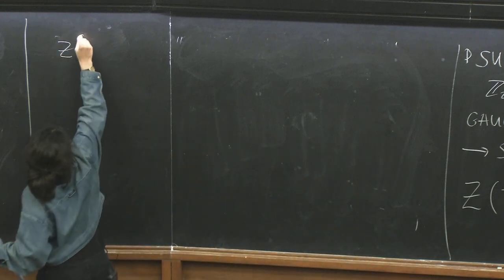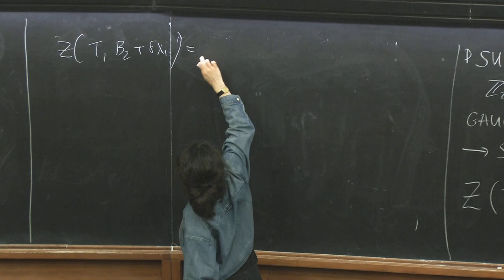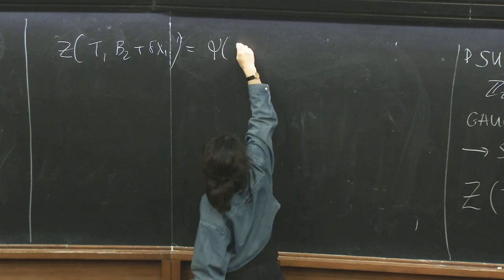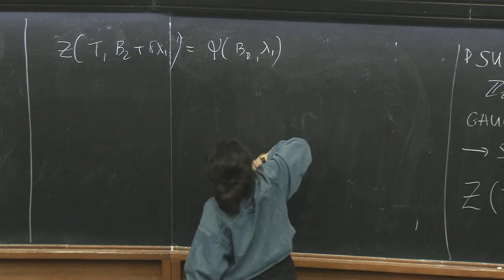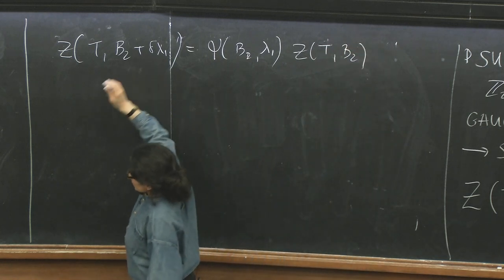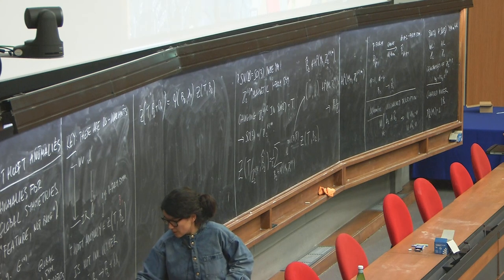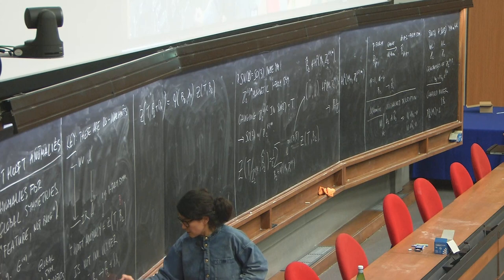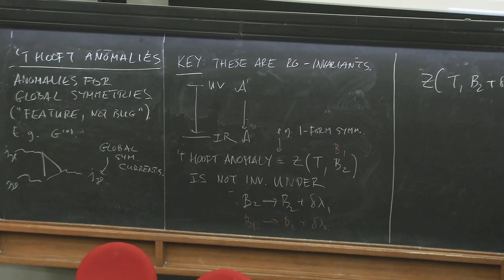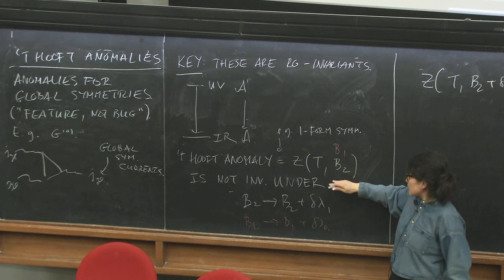So what I'm saying is we have the theory, we have B2 plus delta lambda 1, and that's now some phase phi of B2, lambda 1. Right, so the familiar case is you have some B1, you do a gauge transformation B1 goes to B1 plus delta lambda 0, and then you pick up a phase. So that's a background transformation, and so this is the non-invariance. Another way of saying it is the partition function doesn't depend actually on the cohomology class of B2. It depends on the representative.